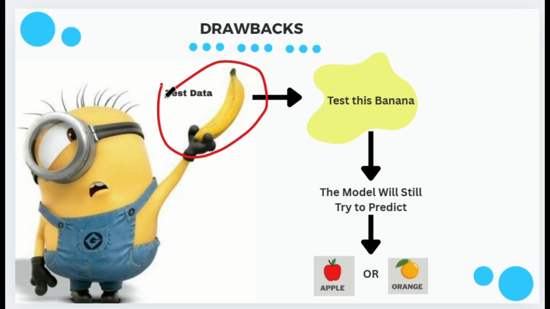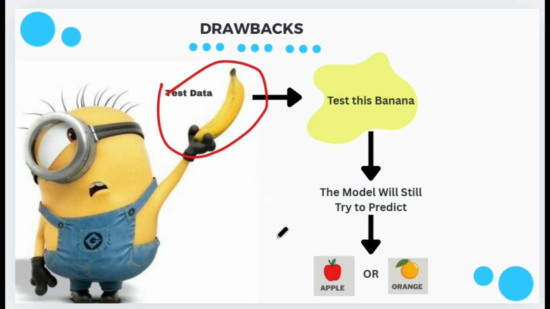The banana was never part of the training dataset. The model has no idea what a banana actually is. Most supervised learning models are what we call forced-choice classifiers. That means they will always assign the input to one of the known classes, even if it is completely different from anything they have ever seen before.